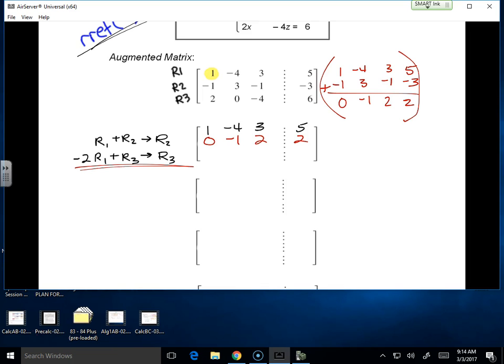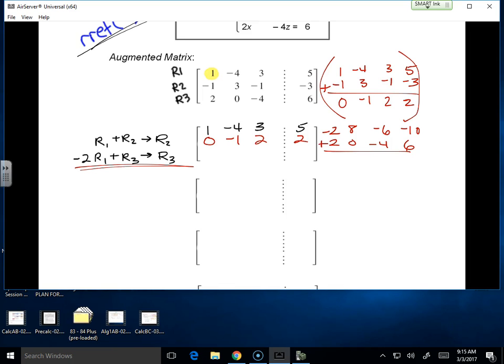Remember the mental math from yesterday, keeping facts in our head? If that doesn't work, and maybe I'll write one more, you could go through and multiply row 1 by negative 2. 1 times negative 2 is negative 2. Negative 4 times negative 2 is 8. 3 times negative 2 is negative 6. 5 times negative 2 is negative 10. You could rewrite row 3. You could actually do this operation off to the side and not have to stress about holding in all that mental math. Okay, so once again, you can show your row operations off to the side.